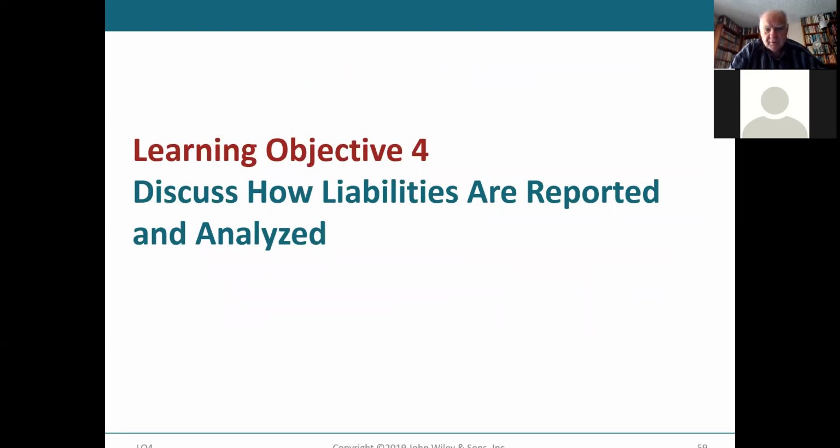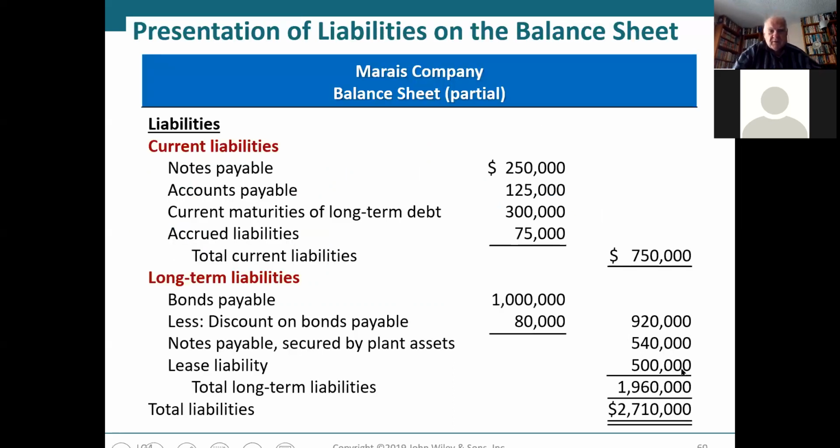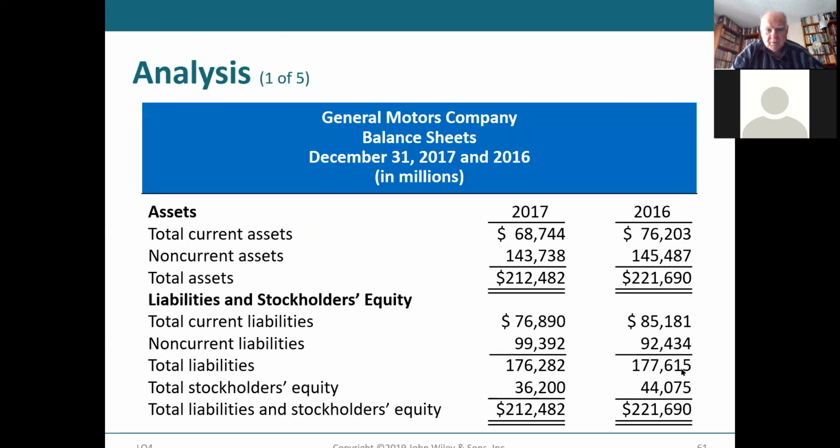How liabilities are reported and analyzed. Well, we know how they're reported and analyzed. You have current liabilities first, then your long-term liabilities. You have the bonds payable. Looks like they're showing those first, then the notes payable. Here's General Motors. Look at those current assets. General Motors has 68 billion when you add six figures to this, like you're supposed to. They have 143 billion in non-current assets.